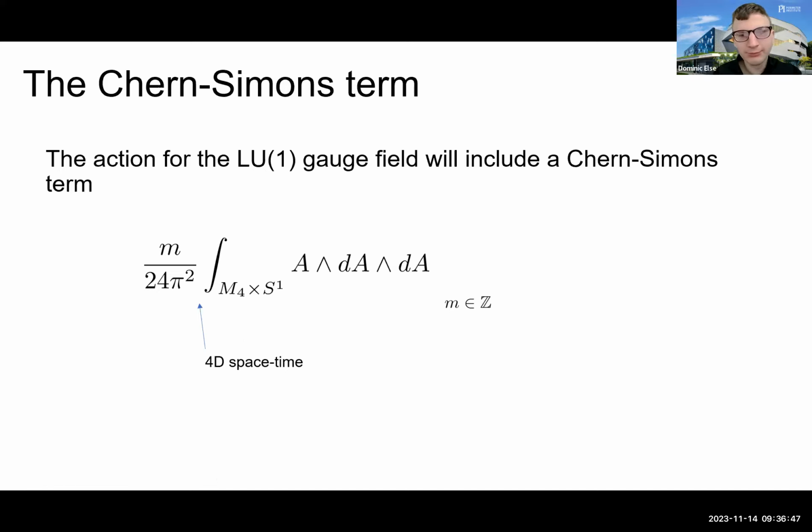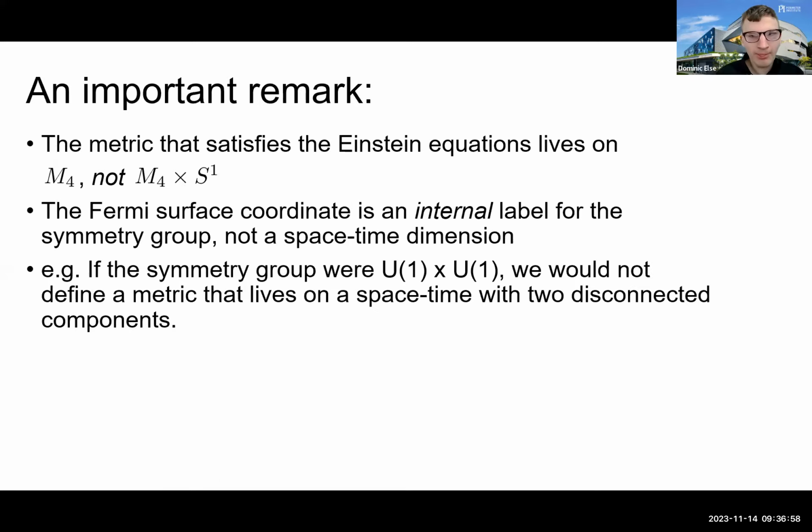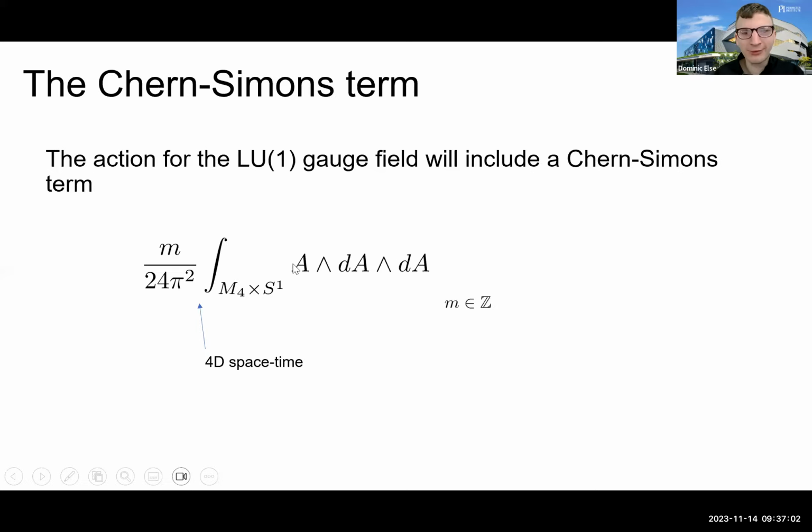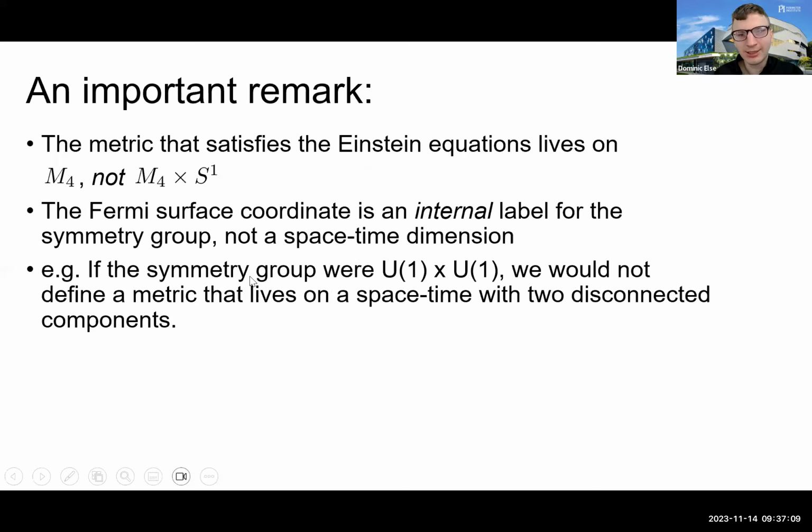And then for various reasons, the level is quantized to be an integer. So that's the Chern-Simons term. But let me emphasize that although it looks like in defining this action we're treating spacetime as 5-dimensional, that's just a formal device. In particular, you should not say that there's a metric on this 5-dimensional space. The actual dimension of spacetime is 4-dimensional, and that's where the metric lives.